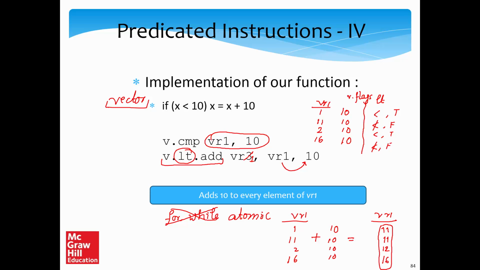We can do a comparison. We can also define a vector compare where we compare the vector with one more vector. But the important fact is that we have a vector flags register. Subsequently, when we define any instruction of the form v dot the name of the predicate, less than, greater than, less than or equal to, doesn't matter, anything, and the add. So in this case, add or sub or mul, doesn't matter.